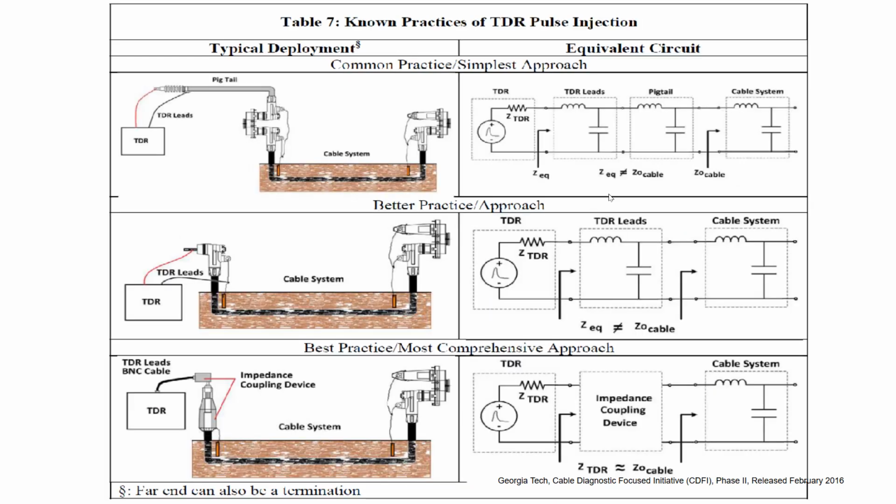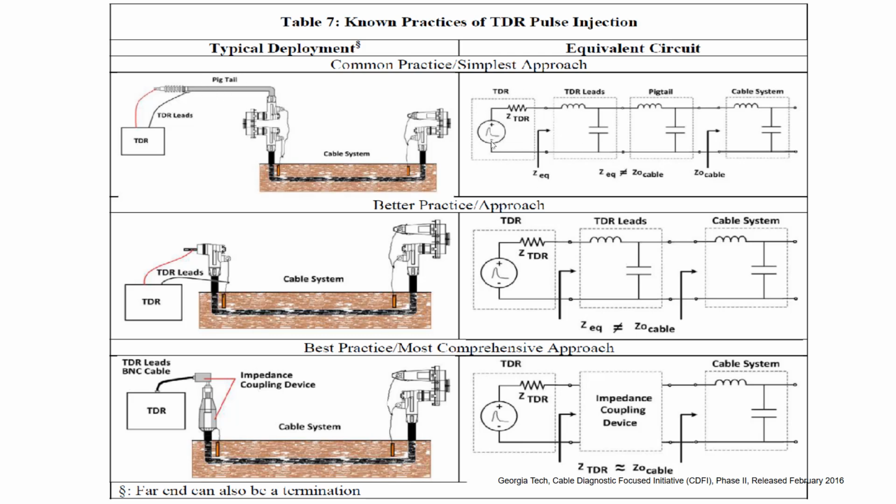Then certain practices for TDR pulse injection. Some practical considerations are given here. You have the TDR generator, and you see that there is a pigtail cable, and you have the injecting system here. So this is the actual cable. Now you can see clearly this has multiple impedances.